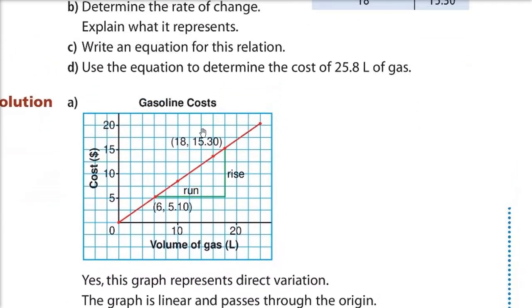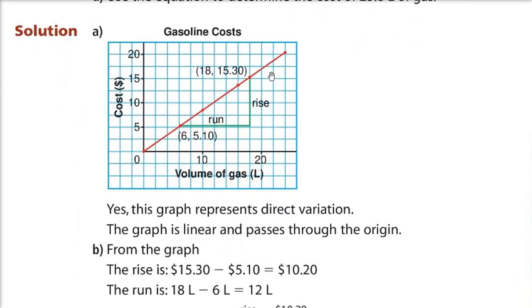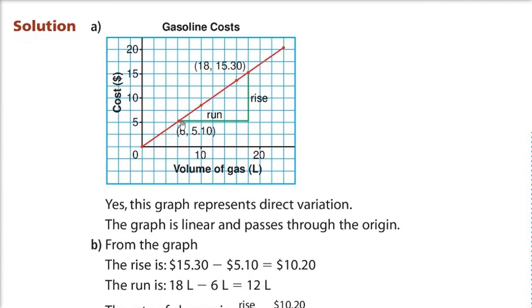So we'll make the graph. We'll take volume here and cost here. This is the graph which will form. This graph represents a direct variation. The graph is linear, and it also passes through the origin. Any graph which passes through the origin, only then can we say it has a direct variation.